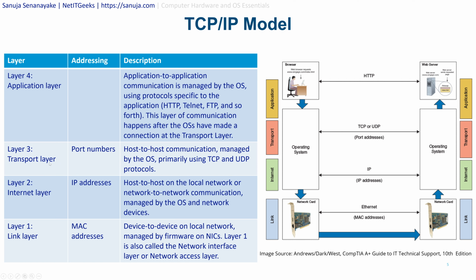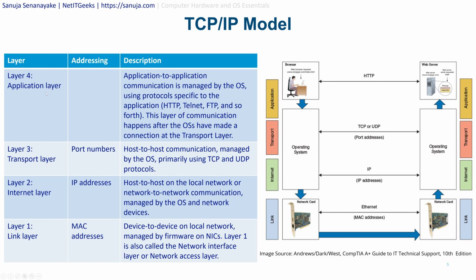Layer 3, which is the transport layer, uses port addresses, so port numbers and port numbering. That allows host to host communication managed by the operating system, mostly based on the TCP and UDP protocols. However, there are other protocols too, but in 2022 systems, it's either TCP or UDP. And I will describe what TCP and UDP are in a little more depth in the next few slides.